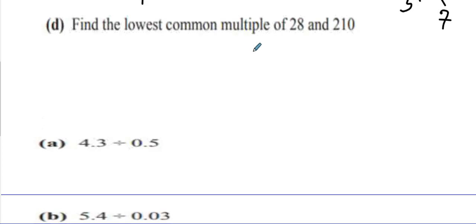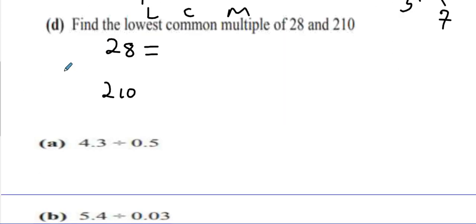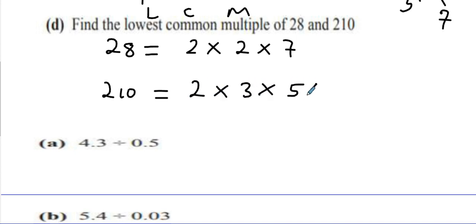Find the lowest common multiple of 28 and 210. Lowest common multiple suggests LCM of 28 and 210. It is easy. Copy and paste these factors which we got over here. It is 2 times 2 times 7. How about here? We got 2 times 3 times 5 times 7. Yeah, that's what we got.